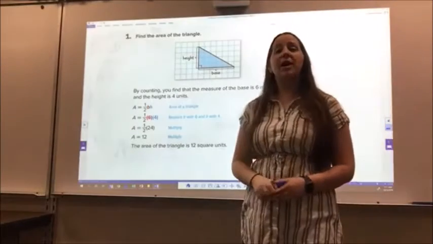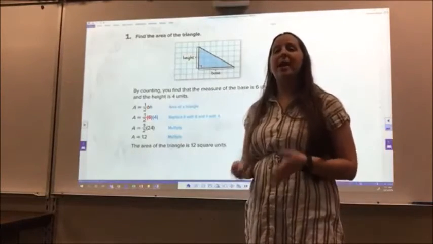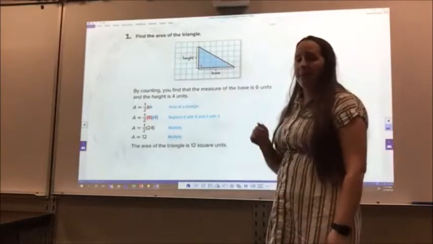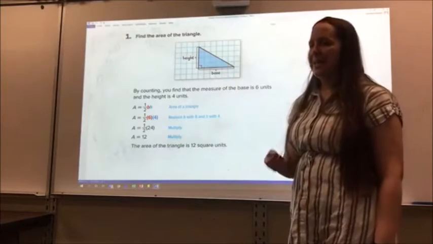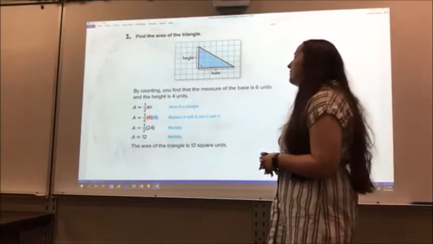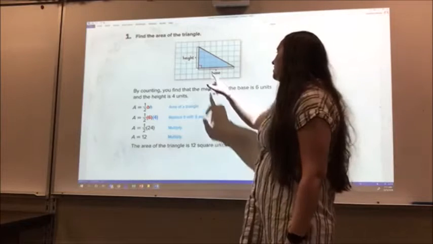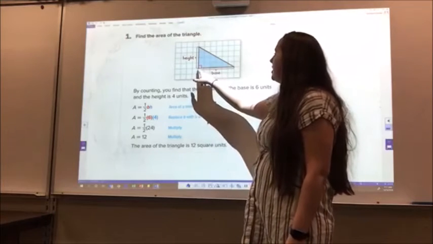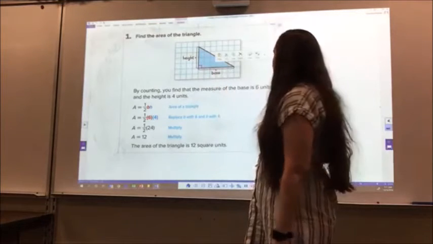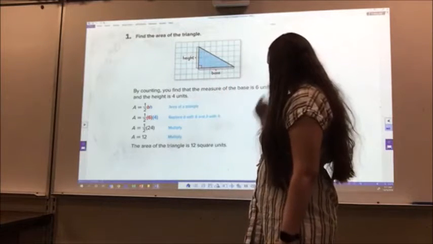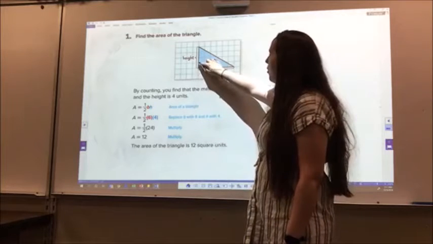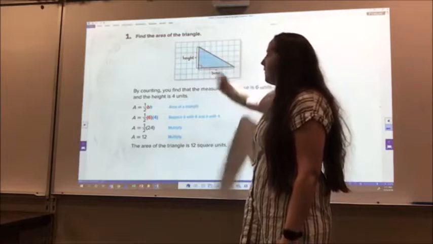Alright, so let's take a look at an example. The first example I have is finding the area of a triangle. Again, they put it on grid paper for us, so they didn't actually give us any measurements. We have to figure out the measurements ourselves. So by counting, I can find the measure for the base. I start here, 1, 2, 3, 4, 5, 6. So my base is 6, and then my height, 1, 2, 3, 4. I'm just counting the squares.